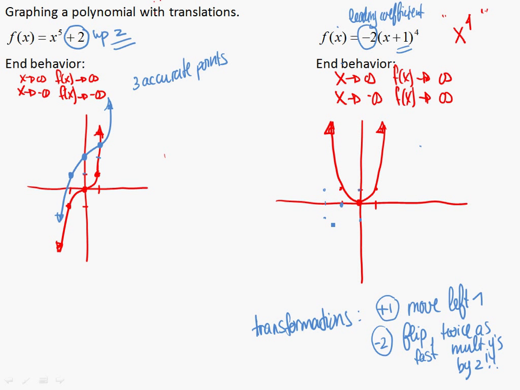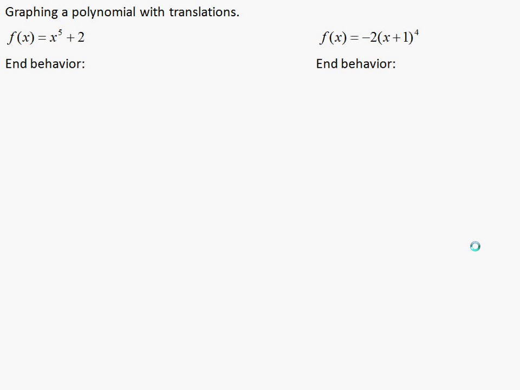And then here's where the 2 comes into play. So this used to be a jump of 1. The 2 is going to make this jump 2. Okay, this is what the -2 does. Instead of just going from here to here, we're going to go from here to there. And then here's your graph. How many accurate dots do I have? 3 accurate dots, based on transformations. So 3 accurate points. Okay?